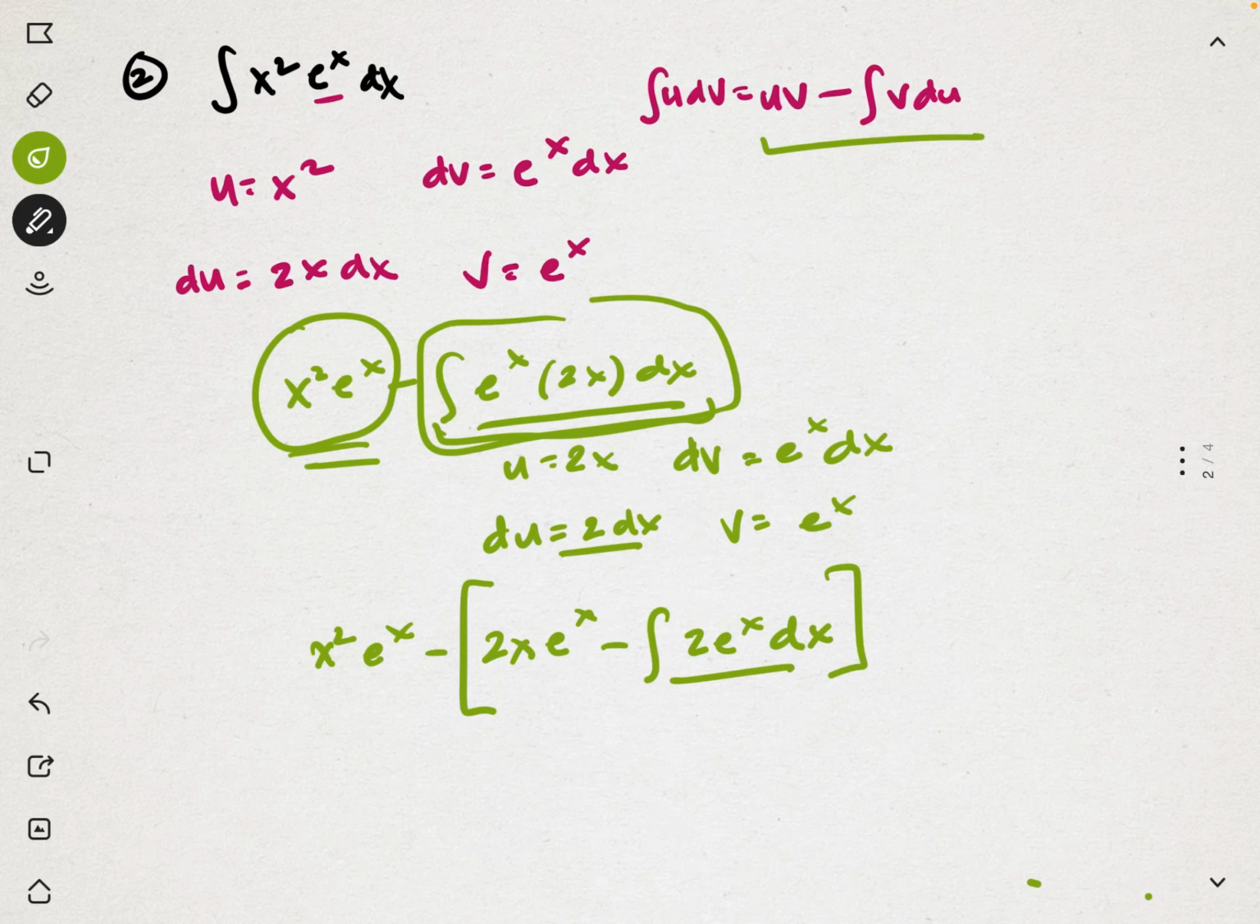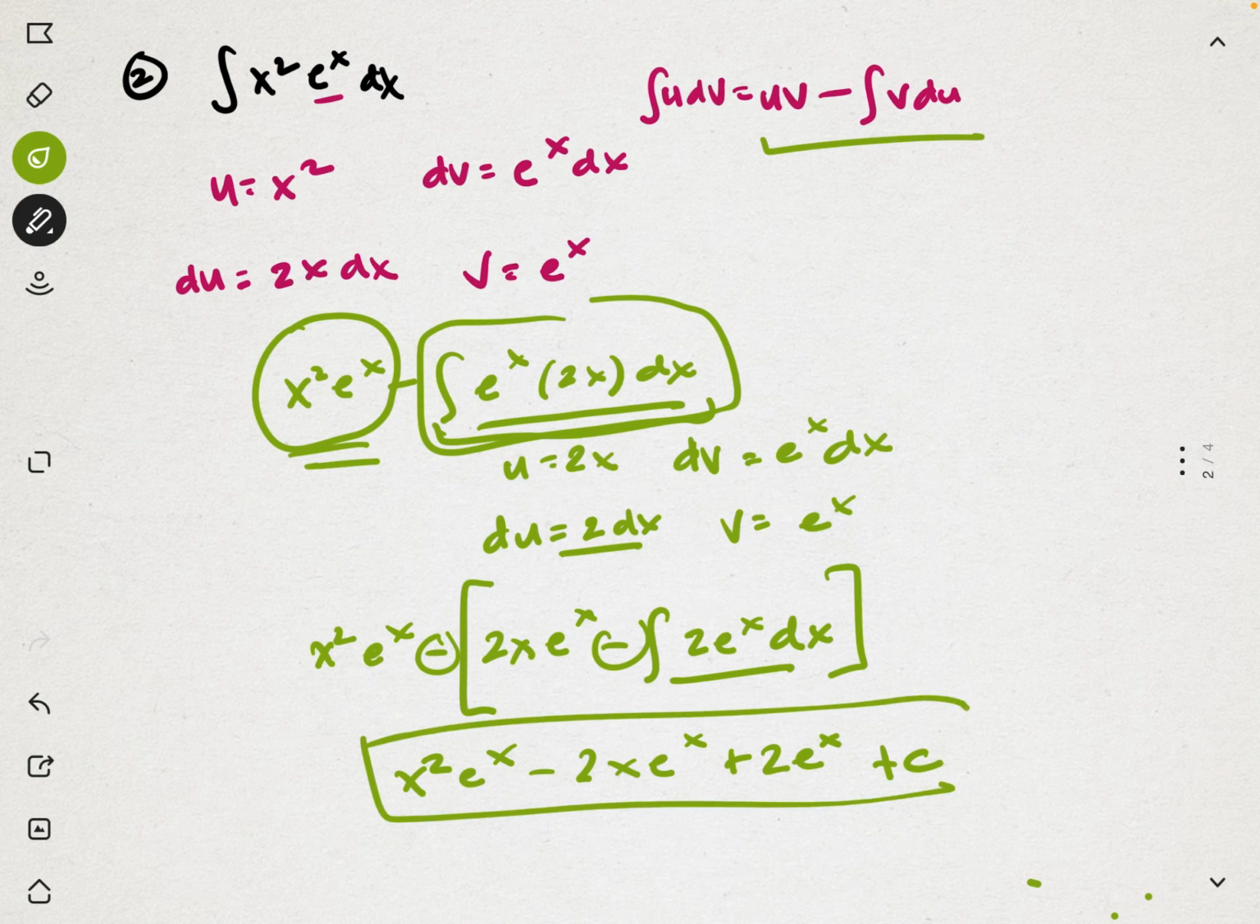Okay, so we can actually do this one. The integral of 2e to the x dx is 2e to the x. So we have x squared e to the x minus 2x e to the x, and then minus negative is going to be plus 2e to the x. And we should probably put a plus c here, right? Because that'll represent any of the different antiderivatives, or I should say functions whose derivative is that.